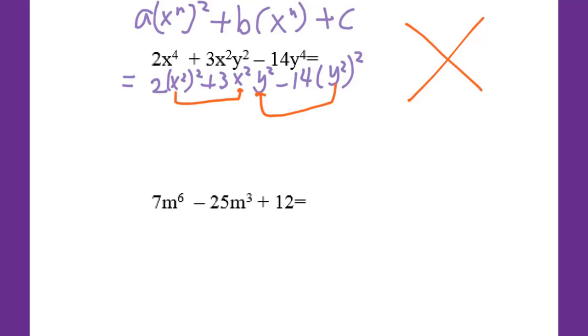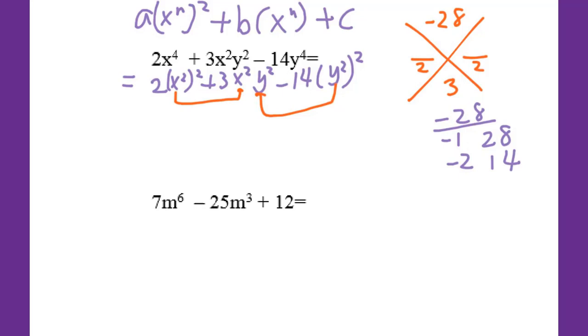So I have 2 times negative 14 is negative 28, and the middle is 3, over 2, over 2. So I'll factor negative 28. It's negative 1 and 28; adding is not 3. Keep going: negative 2 and 14; adding is not 3. Keep going: negative 4 and 7. Yes, I got positive 3 now. Negative 4 plus 7 equals 3. So this is your answer.